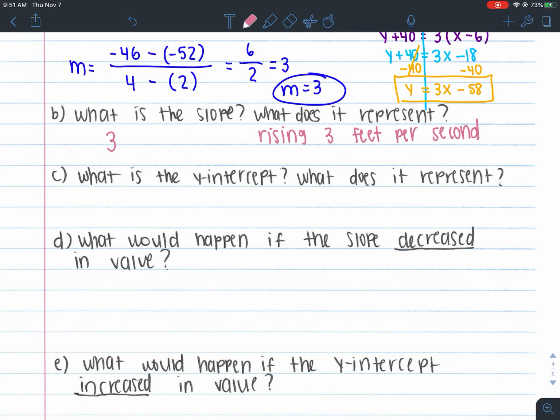What is the y-intercept? The y-intercept in this equation would be (0, -58). What does that represent? It means he starts, because it's the starting value, at 58 feet below sea level.